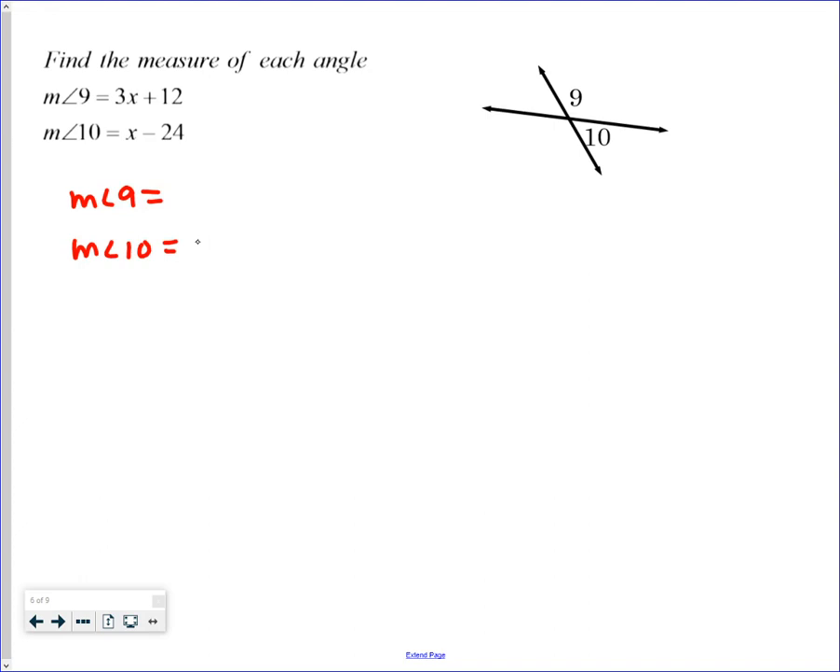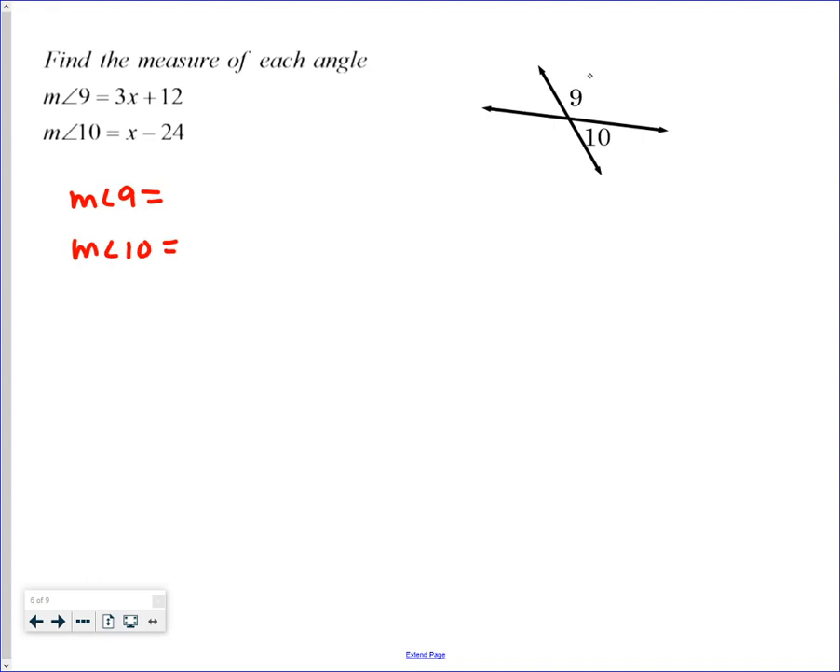We have some options. We have vertical angles sometimes, which means that they're congruent. We have linear pairs, which means that they add up to 180. We have complementary. Do you see what I'm saying? They all have a relationship or else we probably couldn't do the problem, okay? So if we look at angle 9 and angle 10, what's their relationship? What do they make? A line, which means they add up to 180.